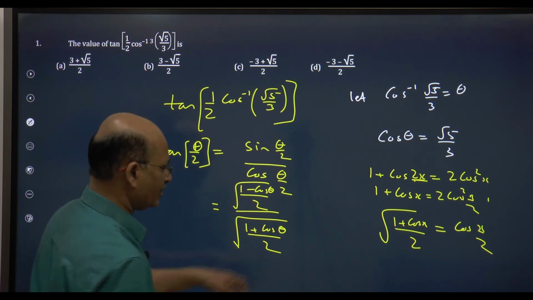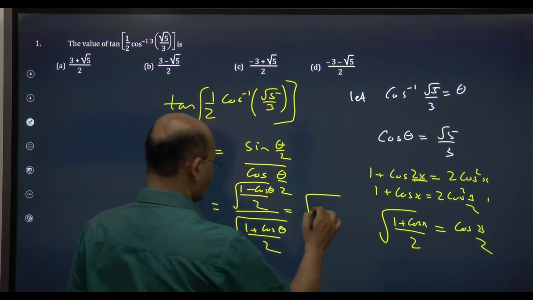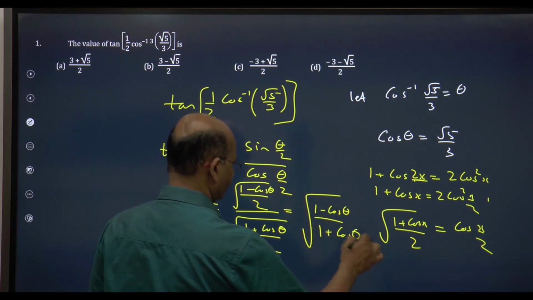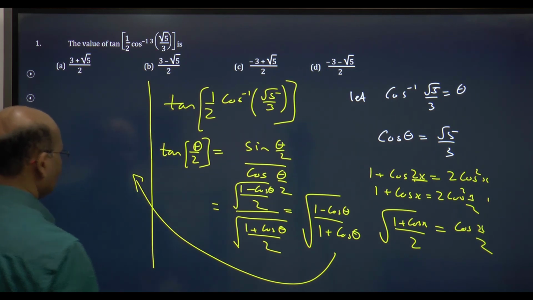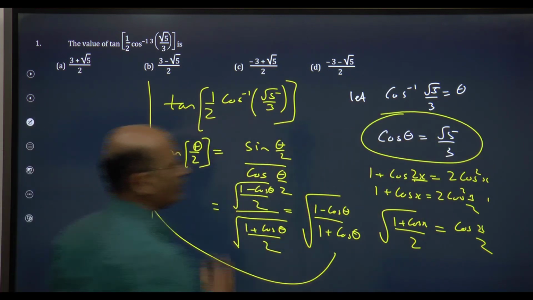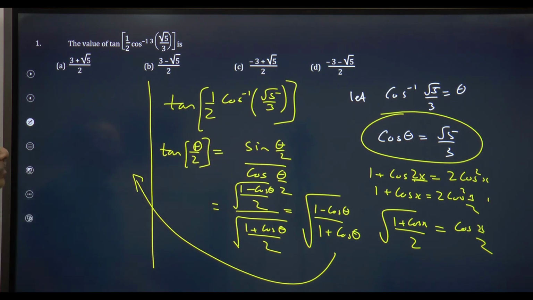Now 2 gets cancelled. So this will be root of 1 minus cos theta upon 1 plus cos theta. Now I am just solving this on this side. So 1 minus cos theta. Now why did I do this? Because the cos theta value I know. That is exactly what they are asking us, they are asking us to find the value.